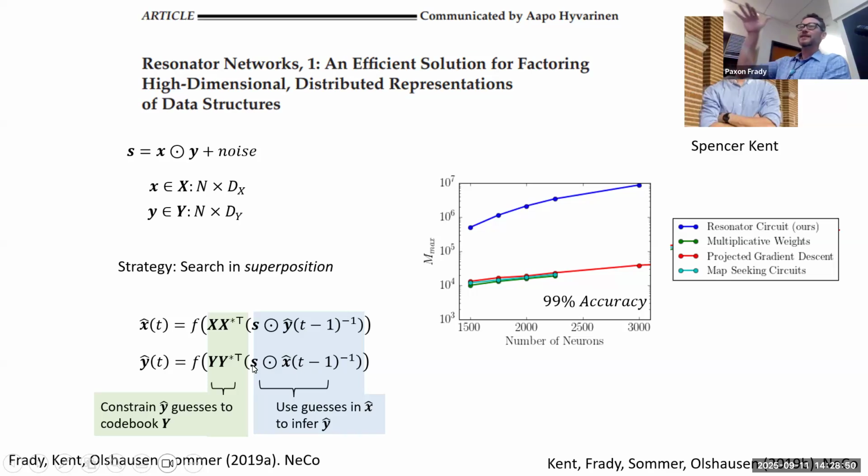But since we have so many things in superposition, the result is going to be extremely noisy. More superposition is more noise. But then what we do is clean it up. So we have the code books, and we basically force the answer to be in the span of the code books. Yes, X and Y are both like 1,000 dimensional vectors.